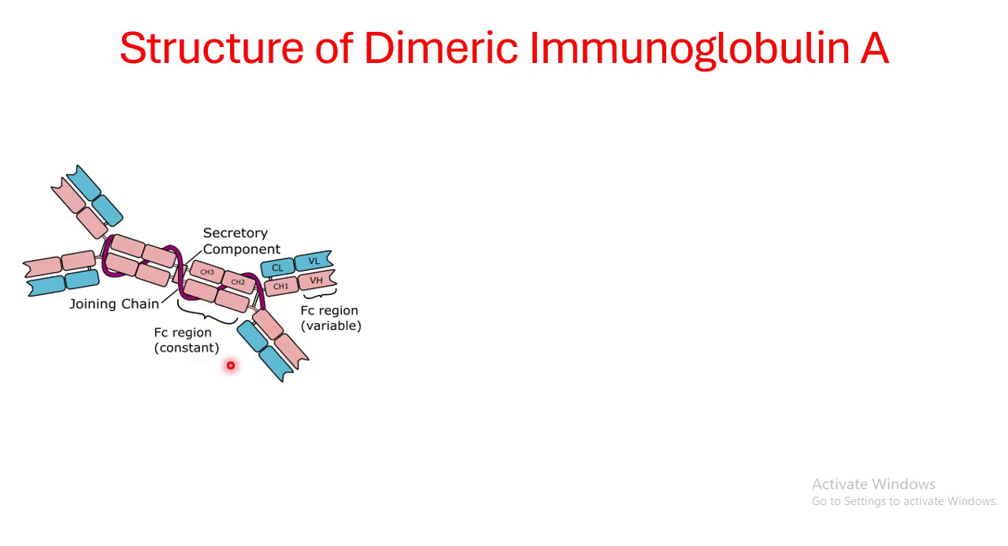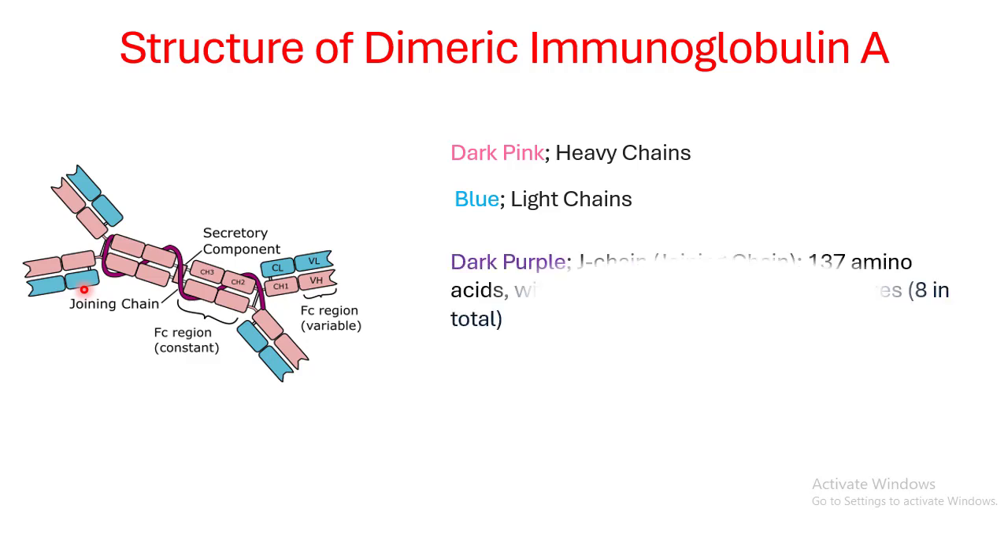So this is one antibody. By dark pink, I'm representing the heavy chains, like this one and this one. These are actually the heavy chains over here. Now the light chains, I'm representing them by blue color. So this is a light chain, this one is a light chain, this is a light chain, and this one is a light chain. Now, the special thing about the dimeric immunoglobulin A is the joining chain, which is known as the J chain. You can see this dark purple over here, which is wrapping around these two monomeric immunoglobulin A. This is known as the joining chain or the J chain.